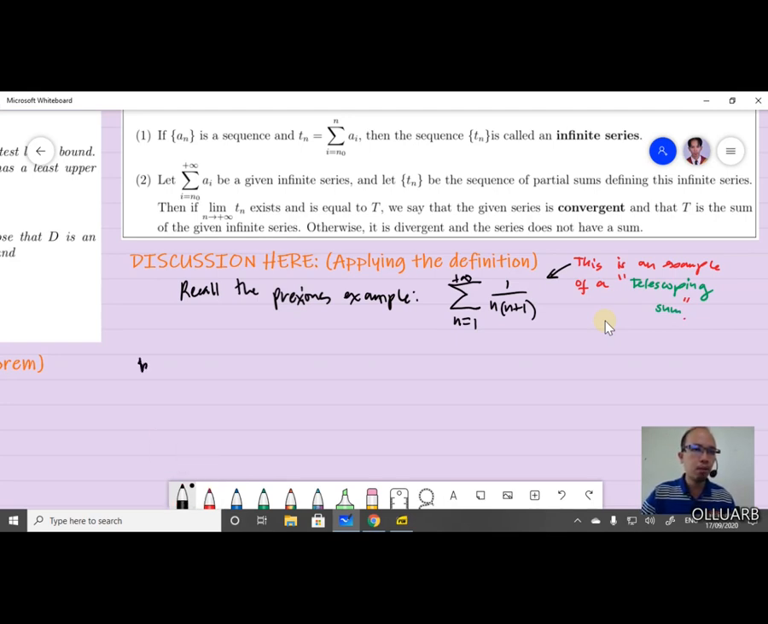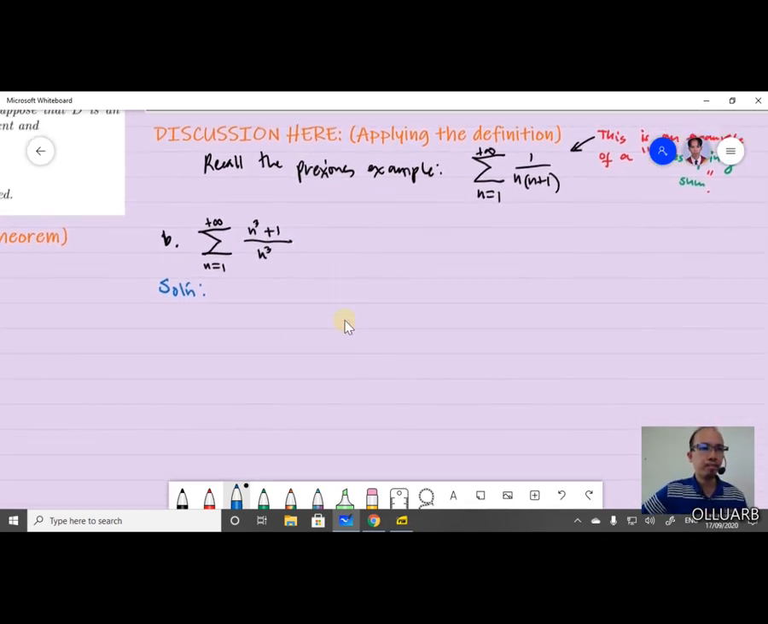So for the next example, we have the summation of n cubed plus 1 over n cubed, where n starts from 1 up to positive infinity. So let's have a solution. Okay, what we did before is that we write the sequence of partial sums. So we compute t1, which is equal to a1. Anyway, but before that, let's expand this.